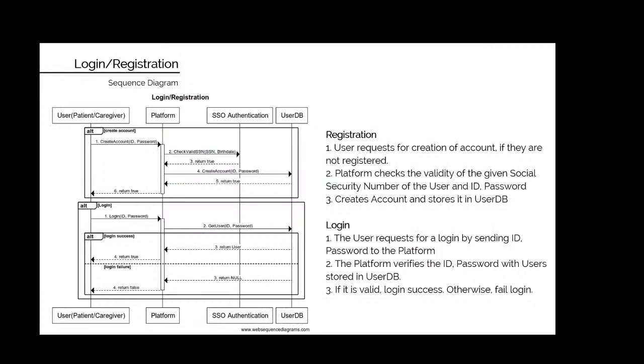Next, I'll explain about sequence diagrams. This is a sequence diagram for login and registration. In registration, the user requests creation of an account if they are not registered to the platform. The platform checks the validity of the given social security number of the user and the ID and password. If the social security number is valid, the platform creates an account and stores it in the user database.